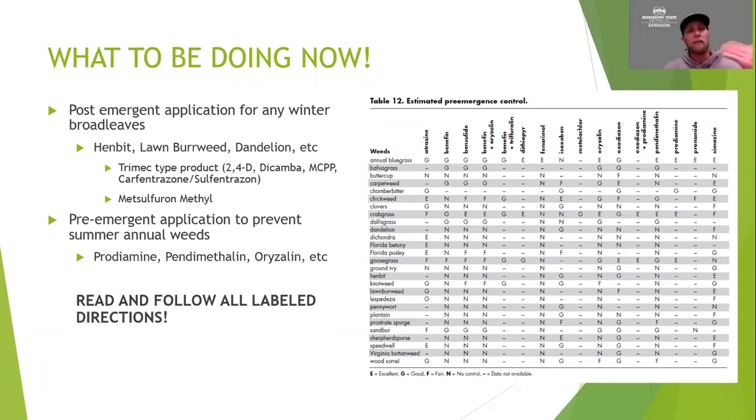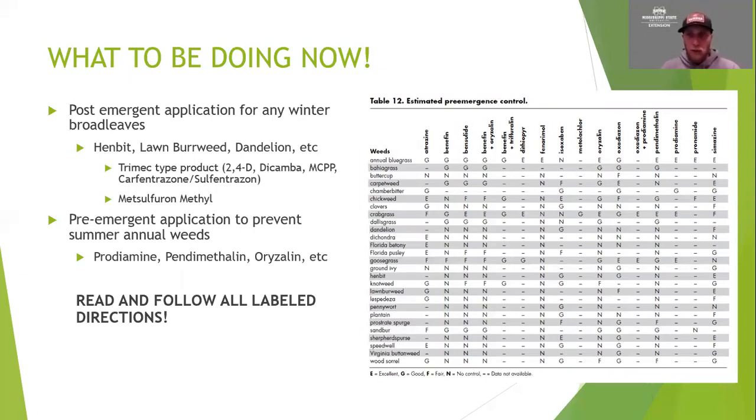So right now, again, post-emergent for our winter broadleaves. And then we want to do a pre-emergent right now to prevent our summer annuals. Something that I really like is prodiamine, pendimethalin, or oryzalin. These are great products. They have a wide variety of weeds that they help control. And they're typically available pretty easily at most all of your farm and garden stores or your big box stores.